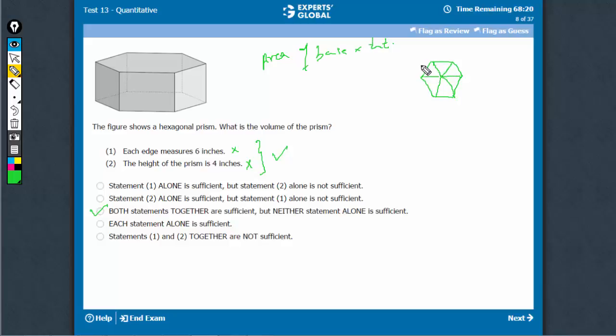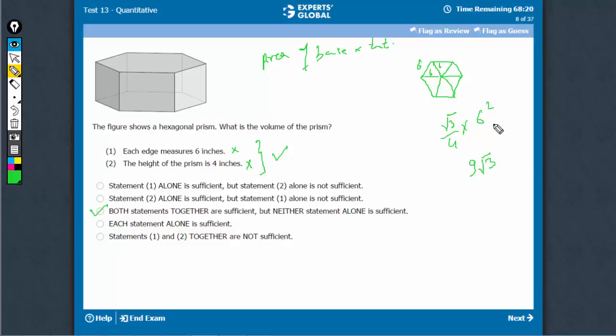Each side measures 6. So see, everything therefore would measure 6 by symmetry. This is going to be a set of 6 equilateral triangles. The area of one equilateral triangle would be root 3 by 4 a square. A is 6, 6 square, 36 upon 4, 9. Area of one triangle is going to be 9 root 3.